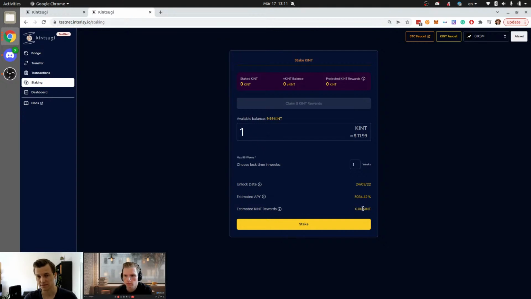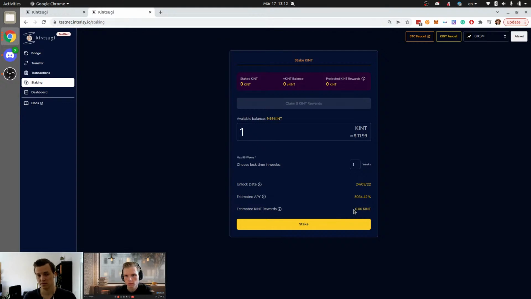You can see that 0 KINT, this is because we've just disabled testnet rewards. On mainnet you will see here a projection of what potentially the KINT staking rewards would be at the end of your staking period. Now keep in mind that the rewards and the APY here is dynamic. It depends on how much vKINT there is in the system. This means that if people add more KINT to stake, the APY will be decreasing because, just like with staking as is usual, it's distributed to the total amount of people who are staking in the system.